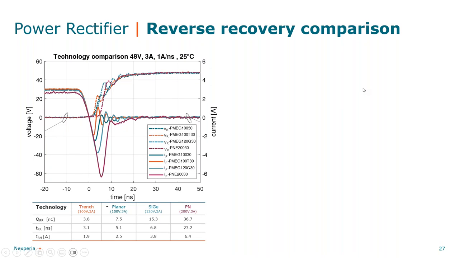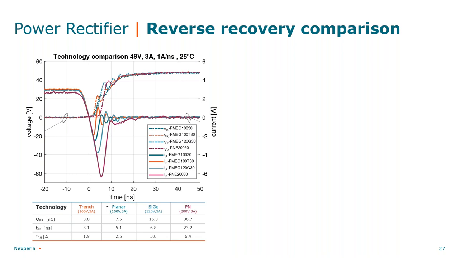So let's look at the reverse recovery, so the yellow rectangle which we just saw, for the four devices which we used. Here we have a double y-axis plot. The dotted dashed lines are the reverse voltages of the technologies belonging to the left y-axis. The solid lines belong to the right axis. And we have in petrol the planar device, in orange the trench device, in light blue the silicon germanium device, and the purple color indicates the PN rectifier.